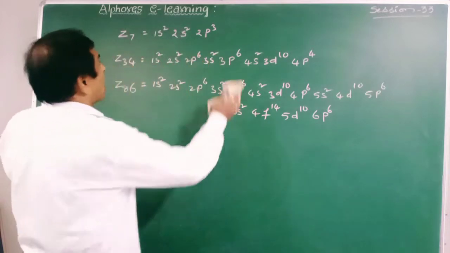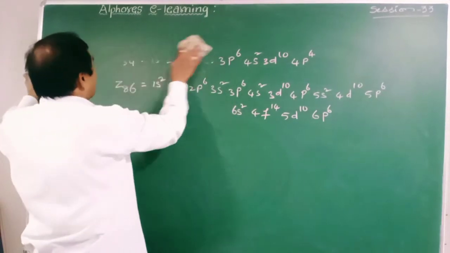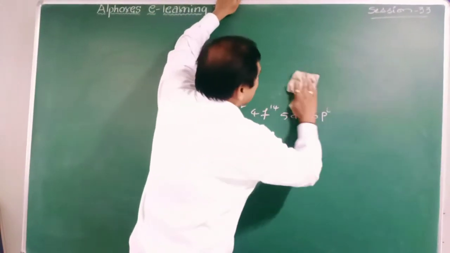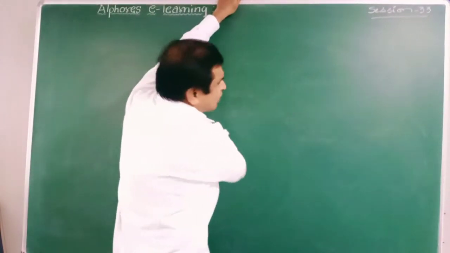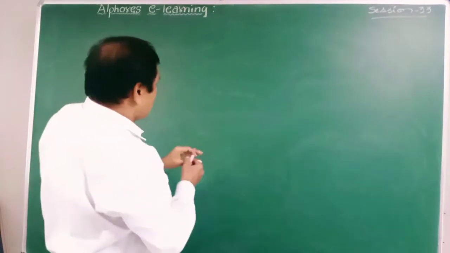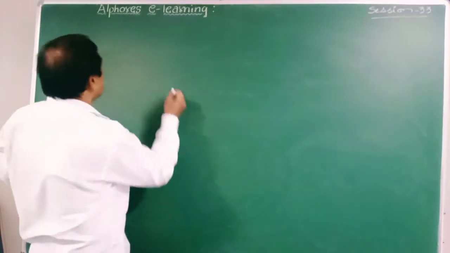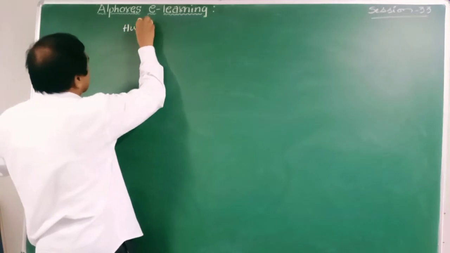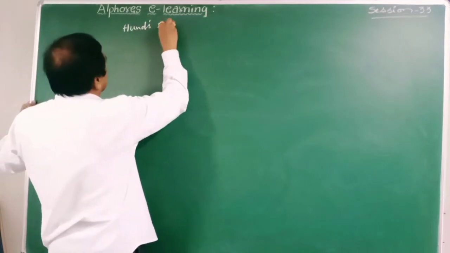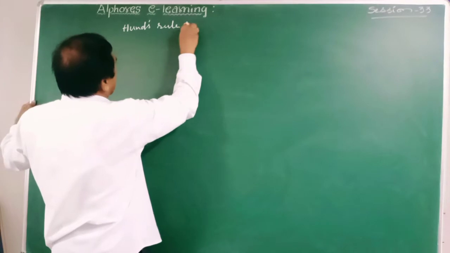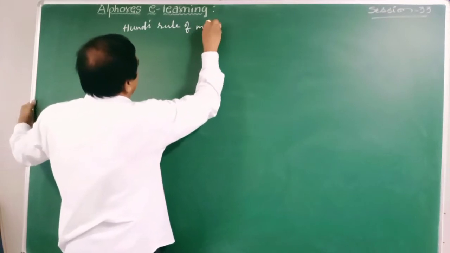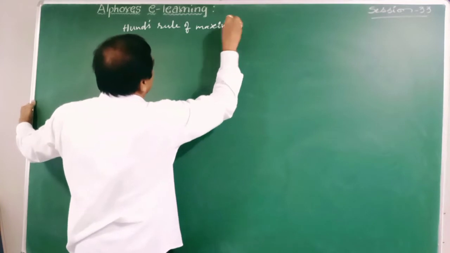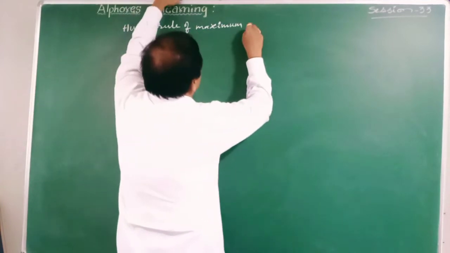So the next concept is Hund's rule of maximum multiplicity. That is the second fundamental of electron configuration: Hund's rule of maximum multiplicity.